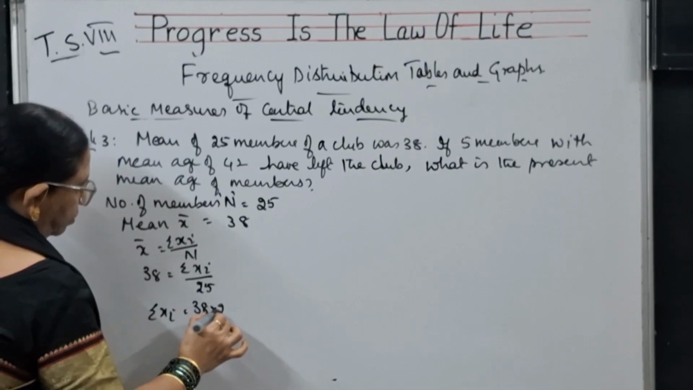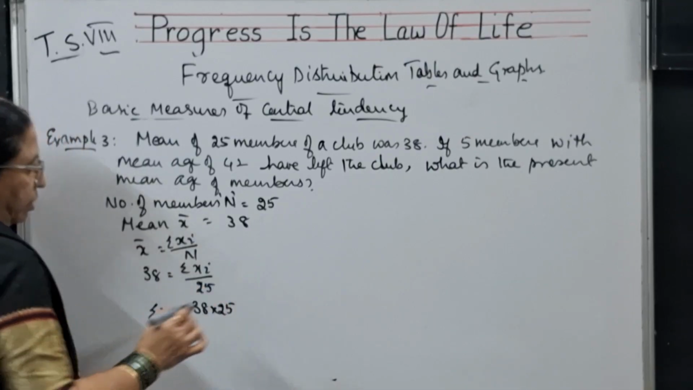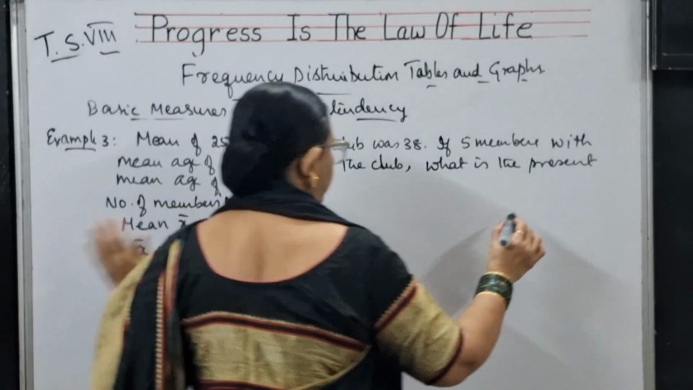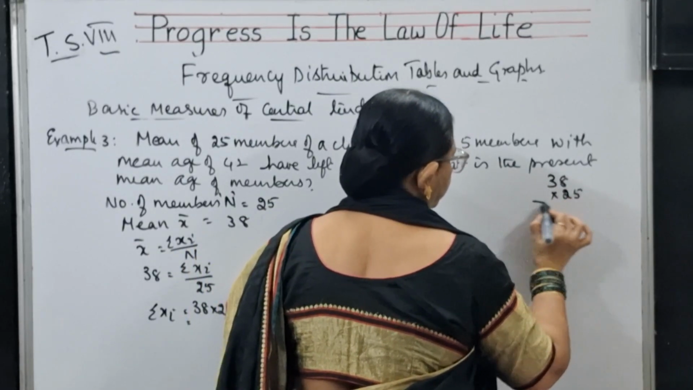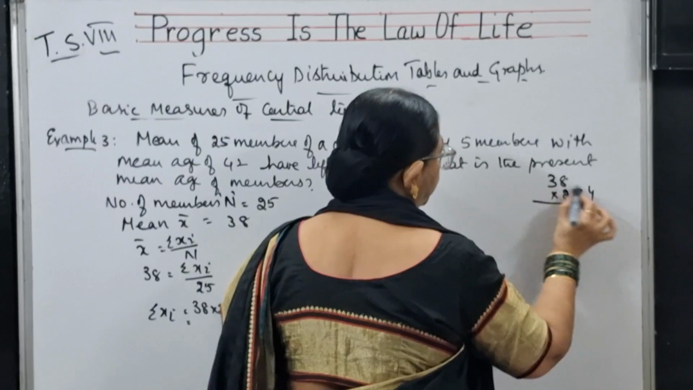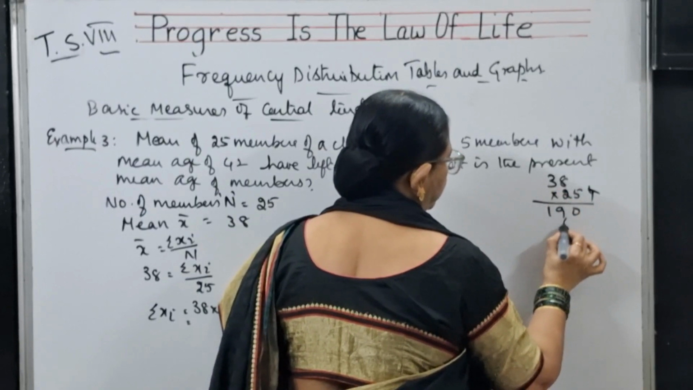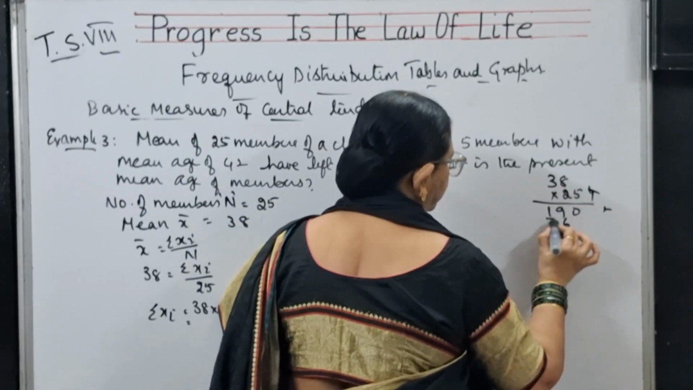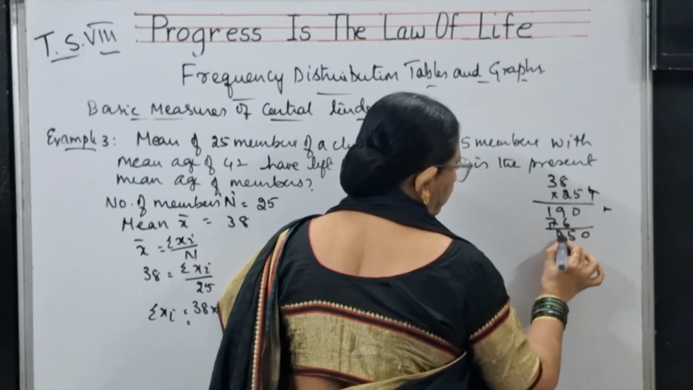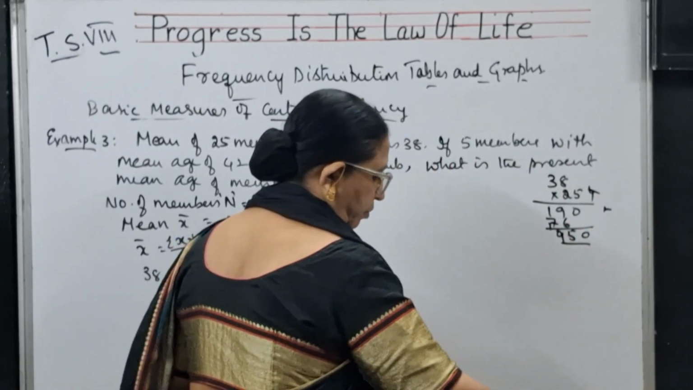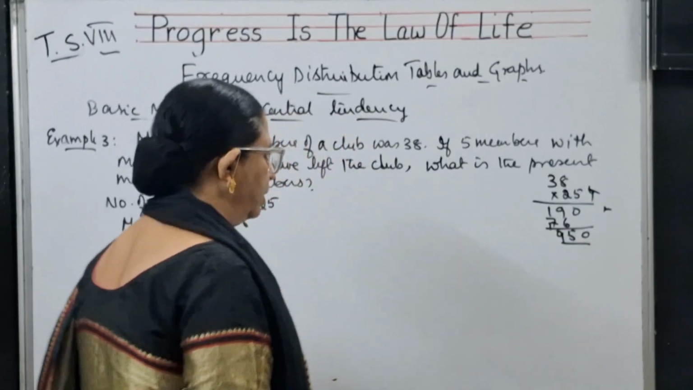38 into 25. So let us see, 38 into 25. 5 8s are 40, 15, 90. 2 8s are 16, 6, 1, 7. So 0, 15, 9. 950 members were there.